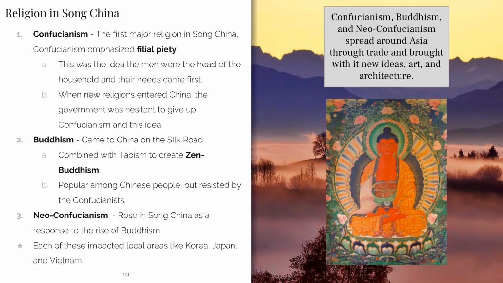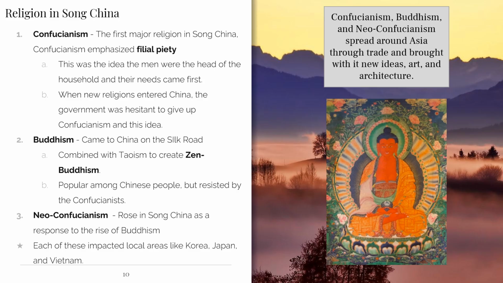In the way of religion, Confucianism was the first major religion of the Song dynasty, which of course emphasized filial piety. This was the idea that men were the head of the household and their needs came before everyone else. When new religions entered China, the government was hesitant to give up Confucianism and this idea. Buddhism, we know, was introduced to China through the Silk Road, through merchants traveling. It did combine with Taoism to create Zen Buddhism, which is a syncretic religion that does pop up frequently on the test.